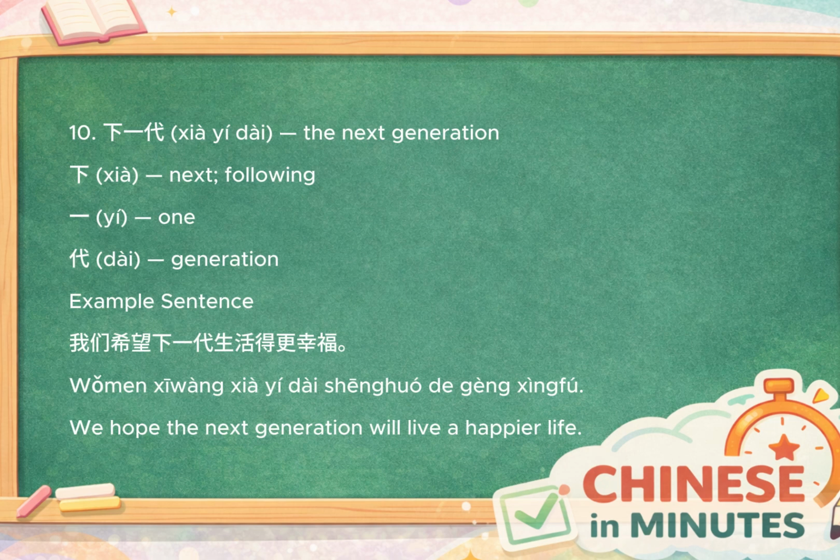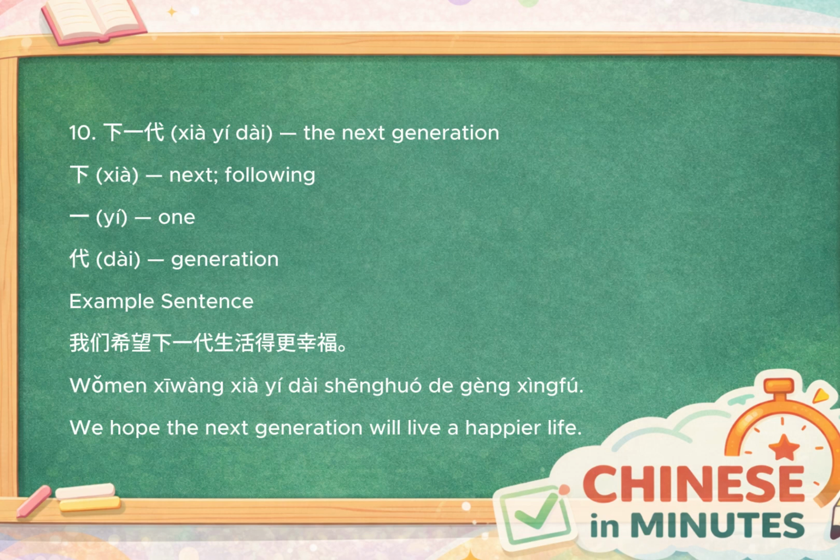Finally, we have 下一代, meaning the next generation. 下 means next, 一 means one, and 代 means generation. This phrase is commonly used when talking about children, education, technology, or the future. Imagine passing a torch to a younger group of people who will continue the journey. That's the idea behind 下一代.